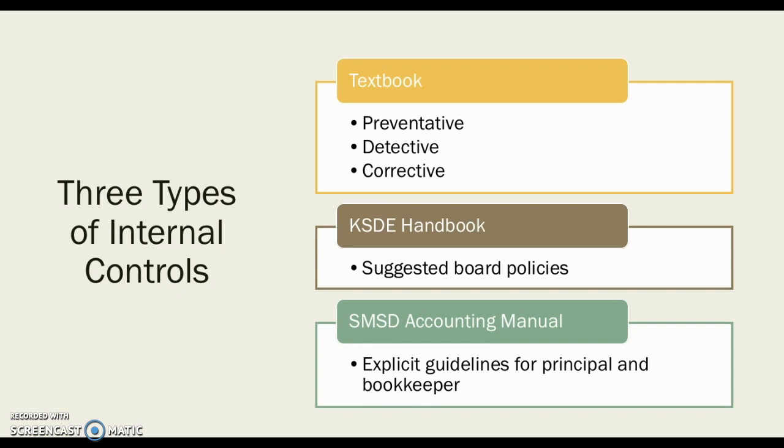And then a corrective board policy is any discrepancies should be resolved immediately. So what are some of the Shawnee Mission School District guidelines for the principal and bookkeeper? They're very explicit. There are preventative measures such as all activity fund records, including checkbooks and receipt books, being kept in the locked cabinet or vault when not in use.